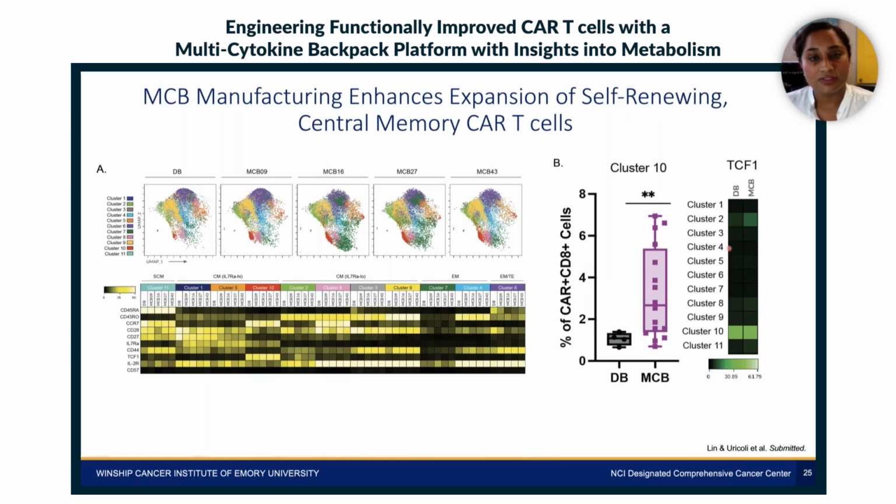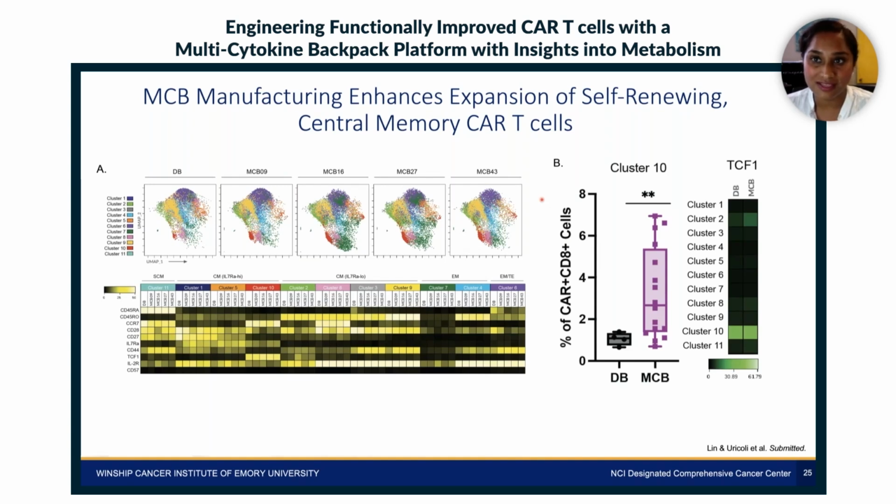We then did multi-dimensional mass cytometry on these cells to look for markers of self-renewal, and we can see if we look across the different clusters in the maps generated by our CyTOF analysis, we can see that there are certain clusters that are being enriched for within our MCB products. And we want to highlight actually cluster 10, which is here in red. And you can see these are markers associated with memory and self-renewal. And in Dynabead, this is this cluster here. But you can see with our MCB formulations, this cluster is increased.